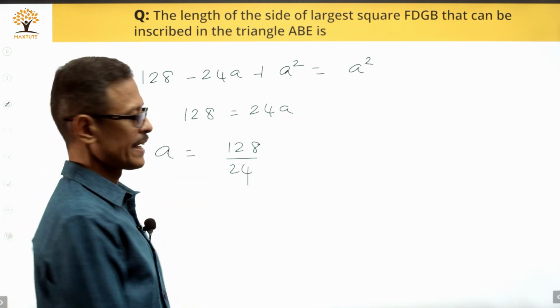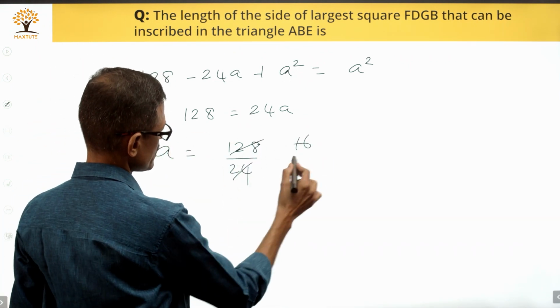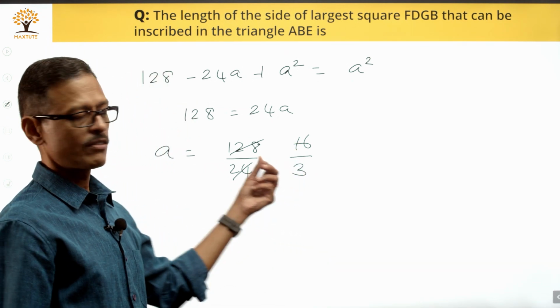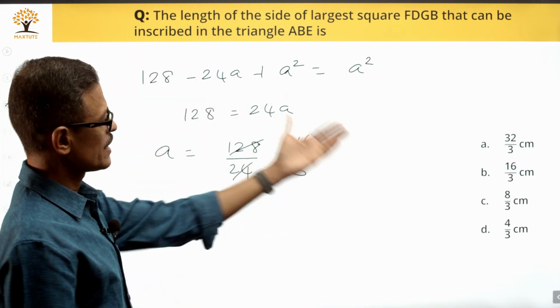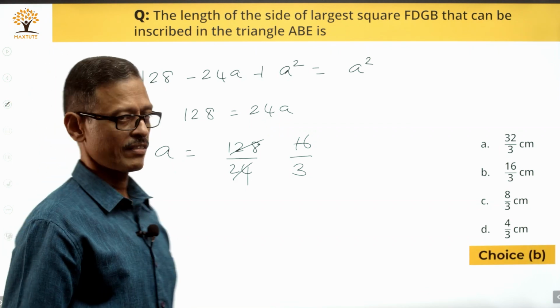Both numbers are divisible by 8. This is 16 times 8, this is 3 times 8. So, the side of the square is equal to 16 by 3 units, 16 by 3 centimeters. Choice B is the correct answer to the question.